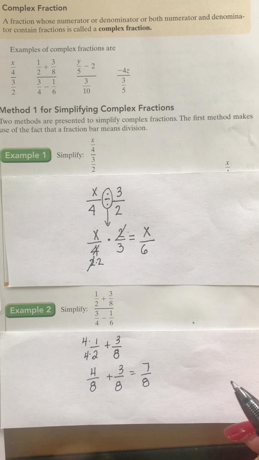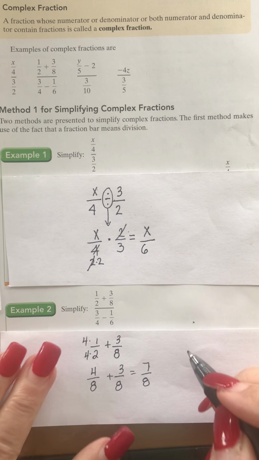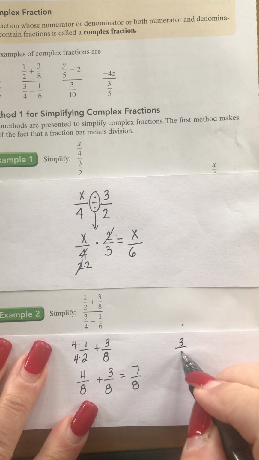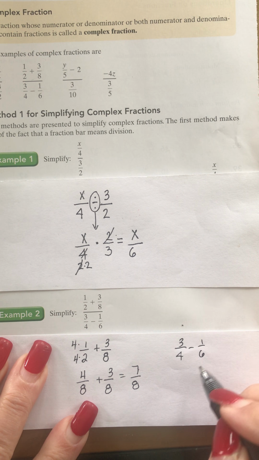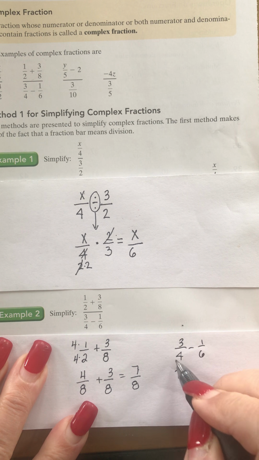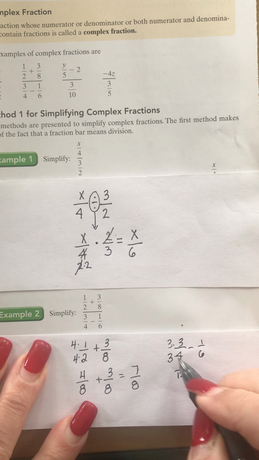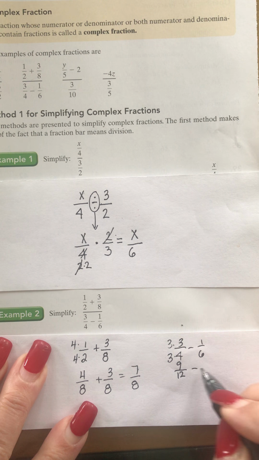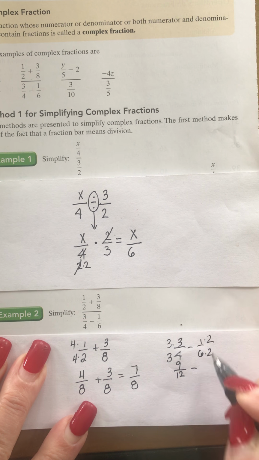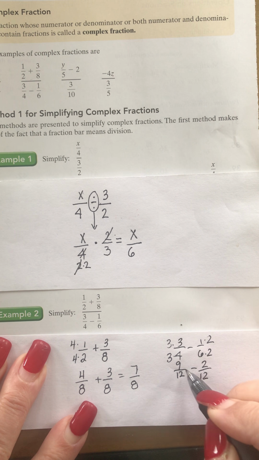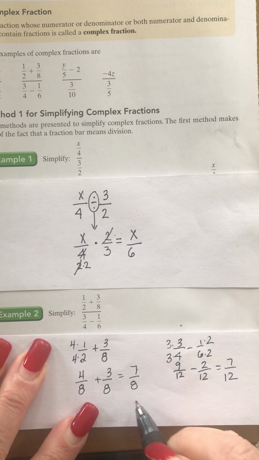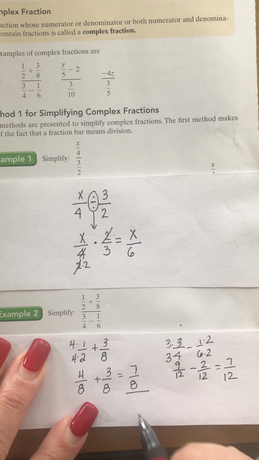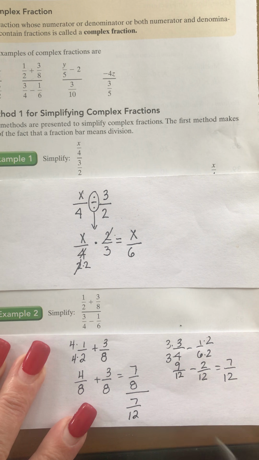Then what you're going to do is take 3/4 and subtract 1/6. So the common denominator is 12. So you're going to take this and multiply top and bottom by 3. So you get 9/12. Then the second fraction, multiply by 2, 2/12. And 9 minus 2 is 7, and you have 7 over 12. So this is 7/8 divided by 7/12.